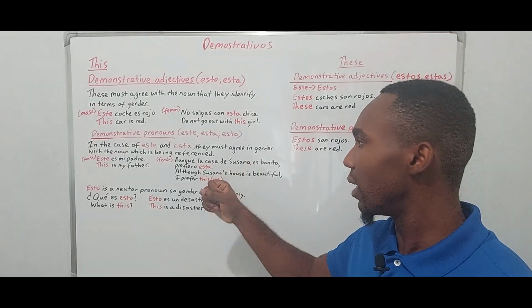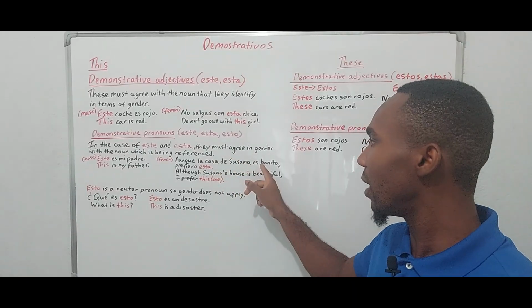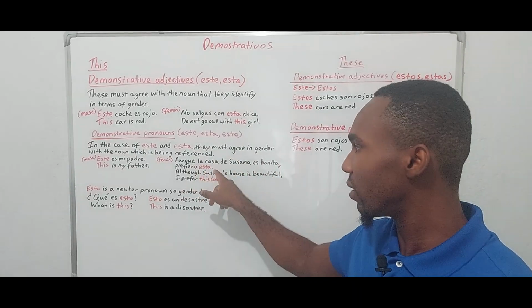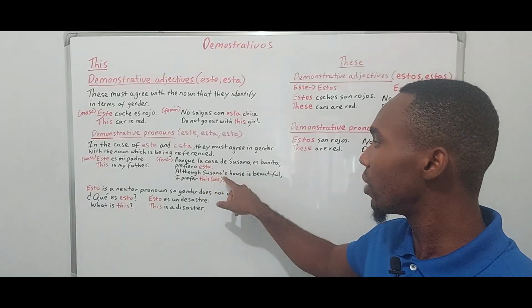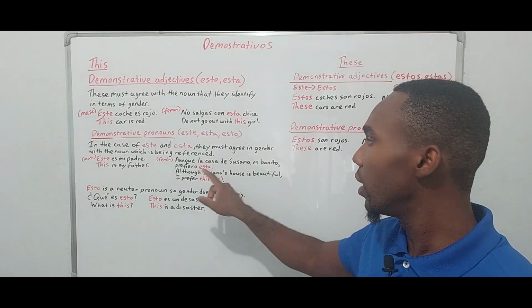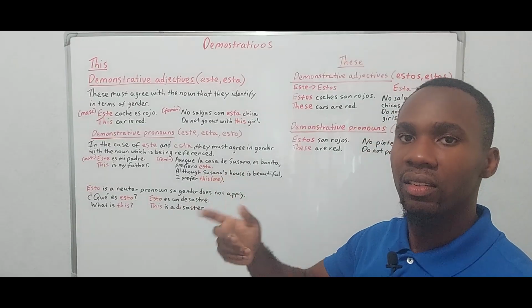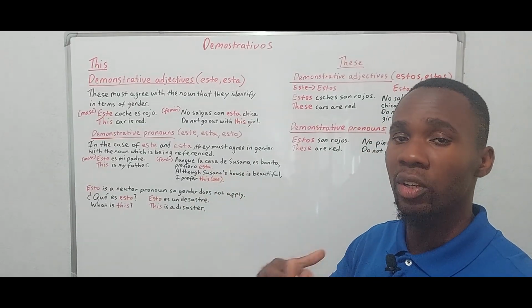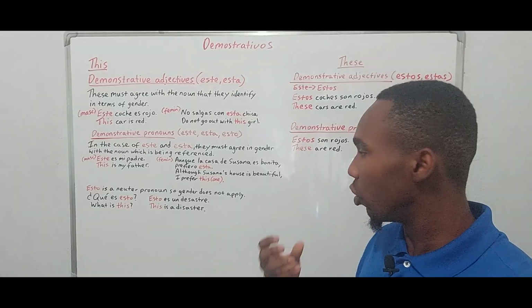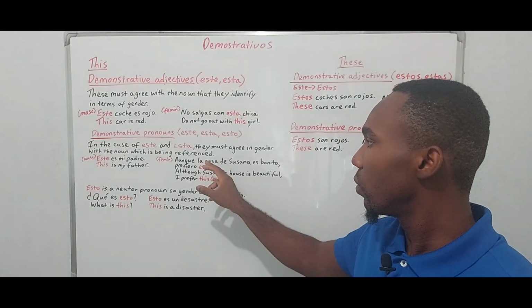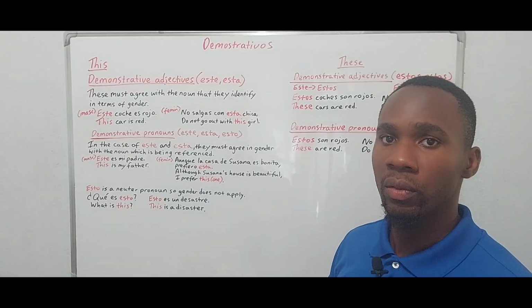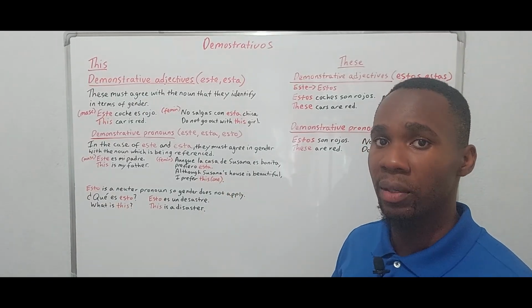Now, on the other hand, aunque la casa de Susana es bonita, prefiero esta. Although Susana's house is beautiful, I prefer this. And by this one, we're talking about something specific. So we know that we are talking about a house. We know via context that we are talking about a house.